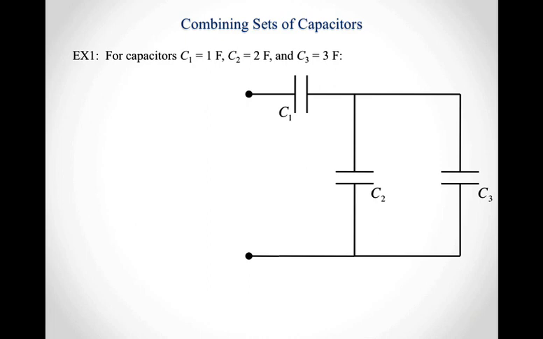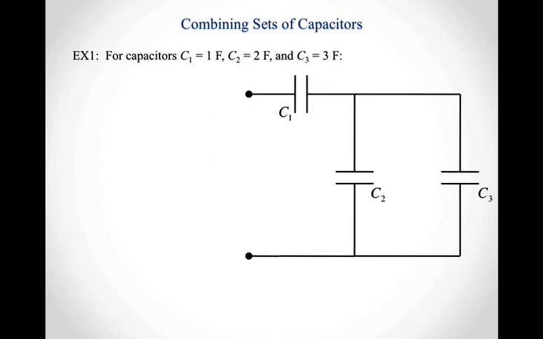So these should be either microfarads, nanofarads, or picofarads. All those would be sort of appropriate capacitance values. I'm simply using 1, 2, and 3 farads just to make the math easier as I work through this.